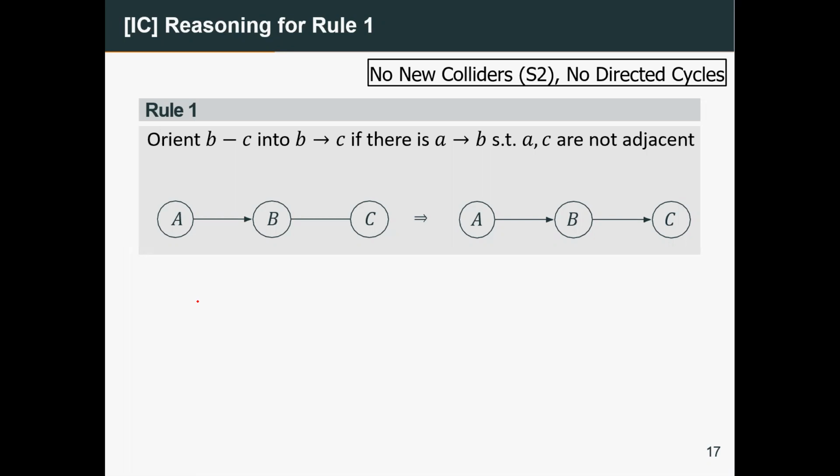For rule 1, if we know that there's an edge from A to B, and we know that A and C are not adjacent to one another, we can orient this edge from B to C. The reasoning for why is, let's try to orient it the opposite way. If we orient it the opposite way, then we're going to get a collider on B, and that's not going to be allowed, since we don't want to add new colliders here.